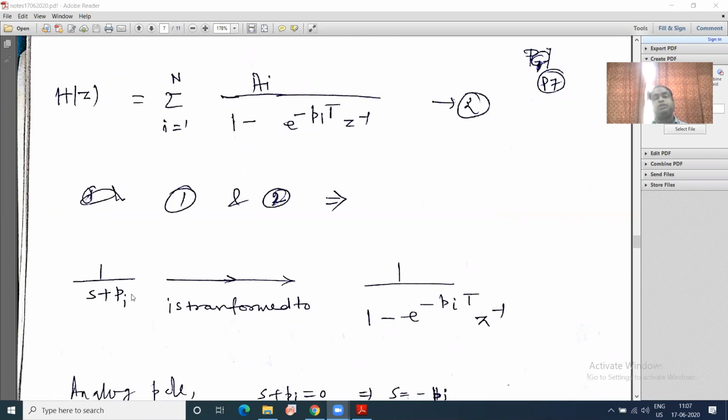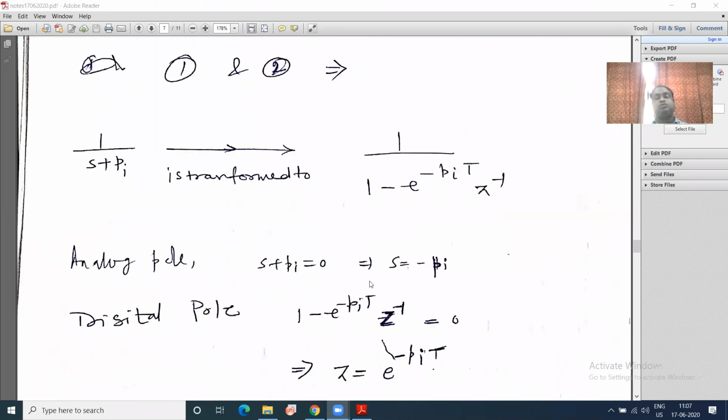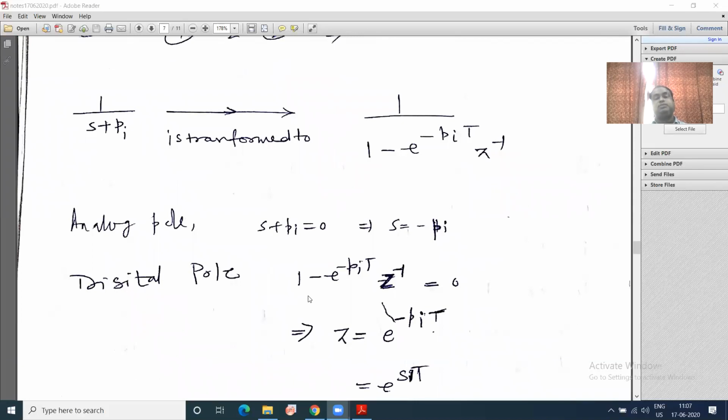Therefore, a transfer function of the type 1 by (s plus pi) will be transformed into 1 by (1 minus e to the power minus pi T z inverse). Then s plus pi equal to 0 gives s equal to minus pi, and if you simplify, the other is also equal to 0. This is for the analog pole and this is for the digital pole. A pole means the denominator equal to 0, that gives you the pole; numerator equal to 0 gives you the zero. Denominator s plus pi equal to 0 means s equal to minus pi, which gives you the analog pole, and 1 minus e to the power minus pi T z inverse equal to 0, if we find the value of z, will give you the digital pole.